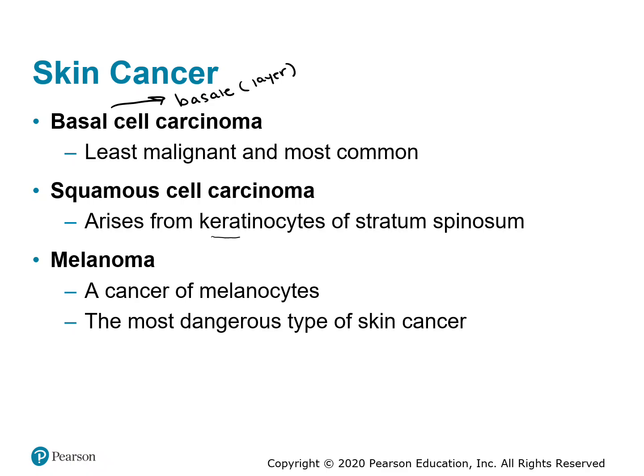Squamous cell carcinoma arises from the keratinocytes of the stratum spinosum, so that spiny layer. They can also do some division that gets messy, and that can form a cancerous cell. All cancer is excess cell division, uncontrolled excess cell division.